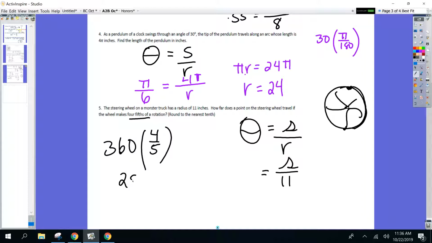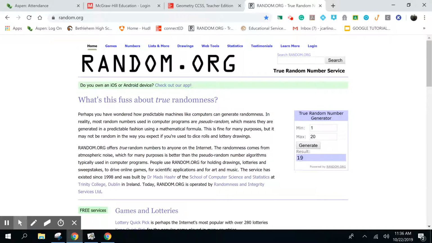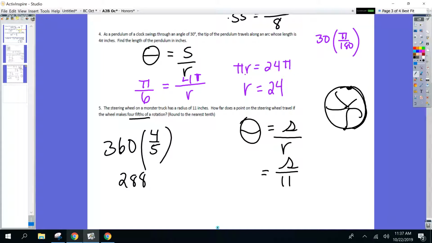288. Hold on, though. Have we learned anything here? I don't plug that 288 in for theta. Why not? It's in degrees. I only plug what into the formula? Radians. Time to convert. 288, what are you going to multiply it by to convert it? Pi over 180. Yep.